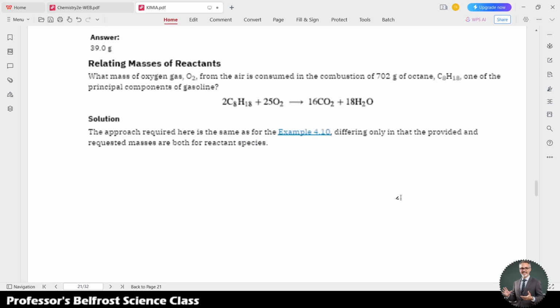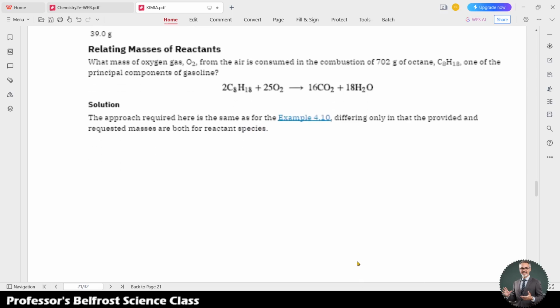Next examples, still with the same topic. Okay, so relating masses of reactants. What mass of oxygen gas from the air is consumed in the combustion of 702 grams of octane? Octane is C8H18, one of the principal components of gasoline. So 2 octane molecules plus 25 oxygen molecules yield 16 carbon dioxide molecules plus 18 water molecules.